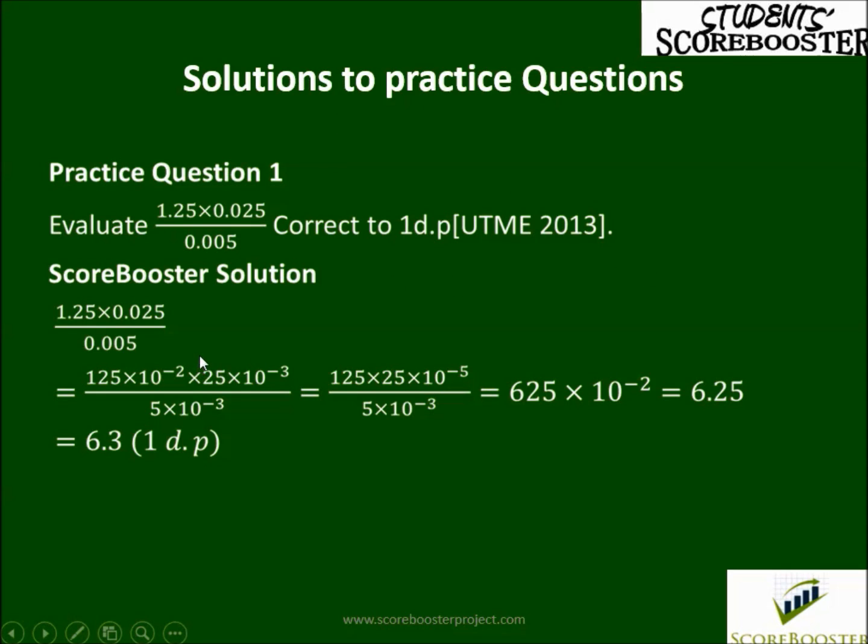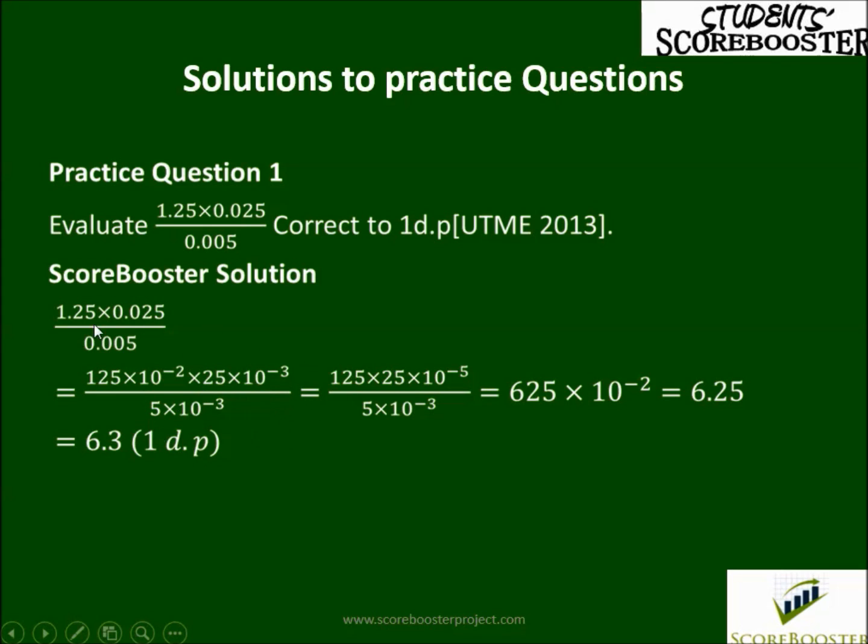So the solution. 1.25 is simply 125 times 10 raised to power minus 2. So 125 is 1.25 times 100, and 10 raised to power minus 2 is 1 over 100. So when you multiply together, you still have 1.25. Then 0.025 is 25 over 1000. So when you multiply by 1000 here, you get 25, and when you divide by 1000 back, you have this. So we've not actually done anything, it's just simply expressing the numbers in their standard forms.